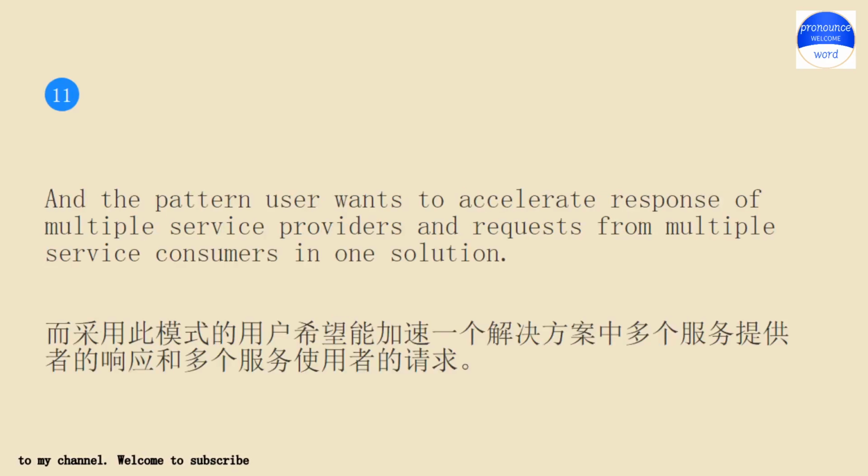And the pattern user wants to accelerate response of multiple service providers and requests from multiple service consumers in one solution.